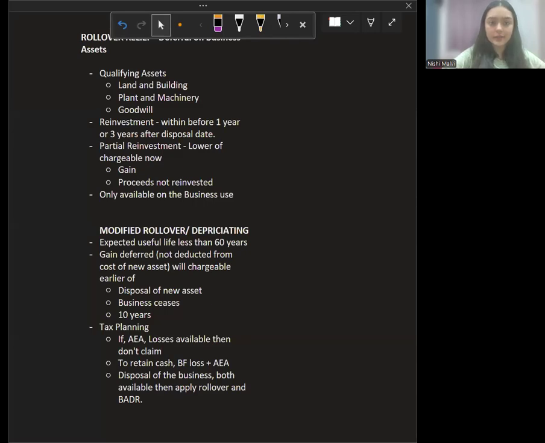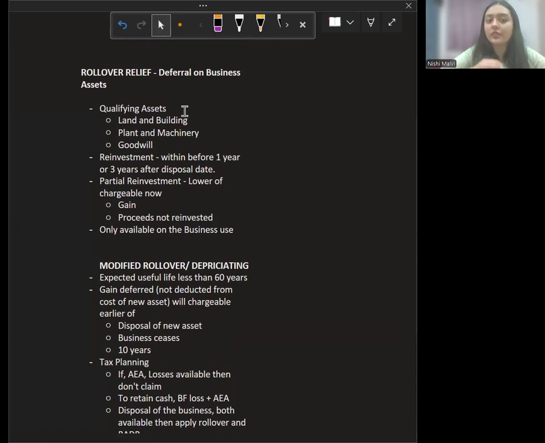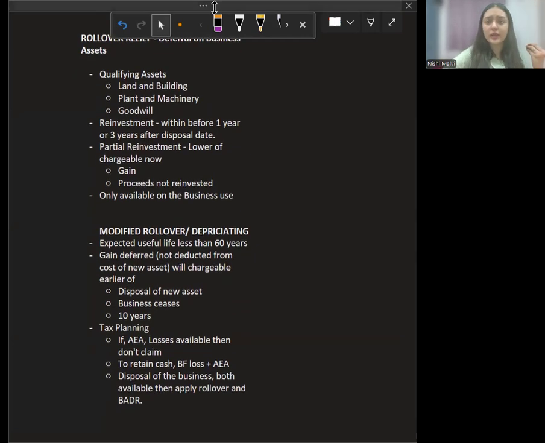Let's start. So we have seen till now two reliefs. One is business asset disposal relief, and the other one is investors' relief, where your tax rate is reduced. But in rollover relief, instead of reducing your tax rate band, your gain will be deferred to a future date. In rollover, there are two types: one is rollover relief, and the second one is modified rollover relief. We'll discuss both of them.